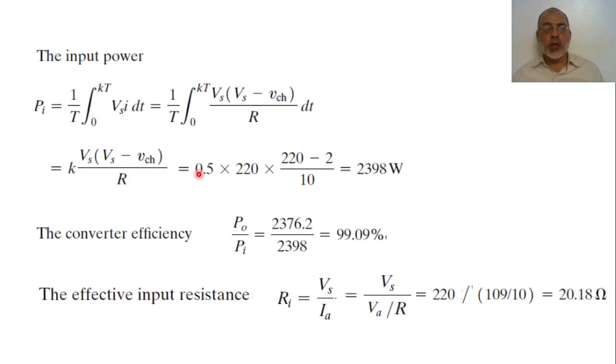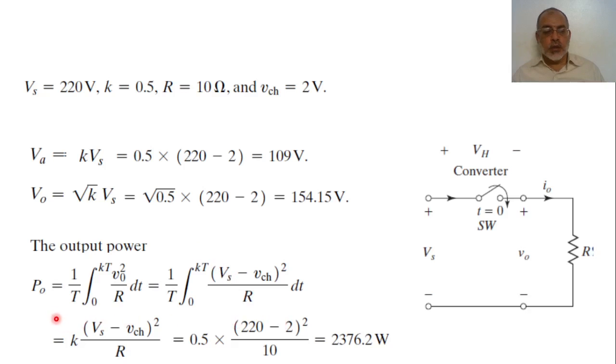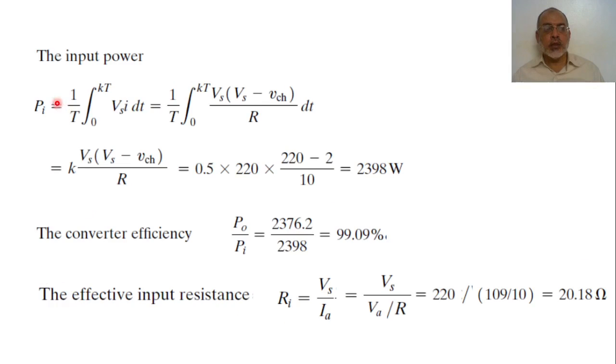K is 0.5, Vs is 220, Vs minus chopper is 220 minus 2 over R over 10. By calculating this, we find the input power is 2398 watt. Now we have the output power and the input power. From the output power and input power, we can calculate the converter efficiency.